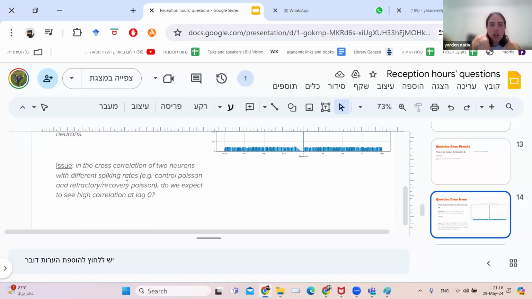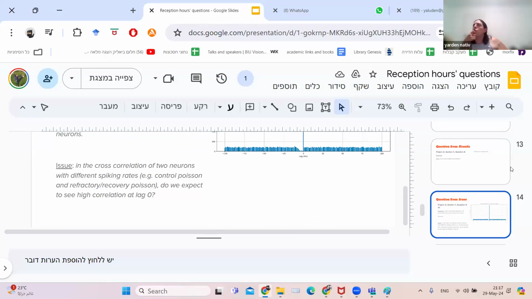Now, cross correlation between the presented neuron and each of the other neurons. In the cross correlation of two neurons with different spiking rates, do we expect to see high correlation at lag 0? No, there shouldn't be one, Ksenia. Yeah, no, this is my question. Exactly. I'm so confused as to why I'm getting that. I thought maybe because they start the recording at the same time, like they're both 90 seconds. But I just wanted to make sure it doesn't make sense that I'm getting a peak at 0.